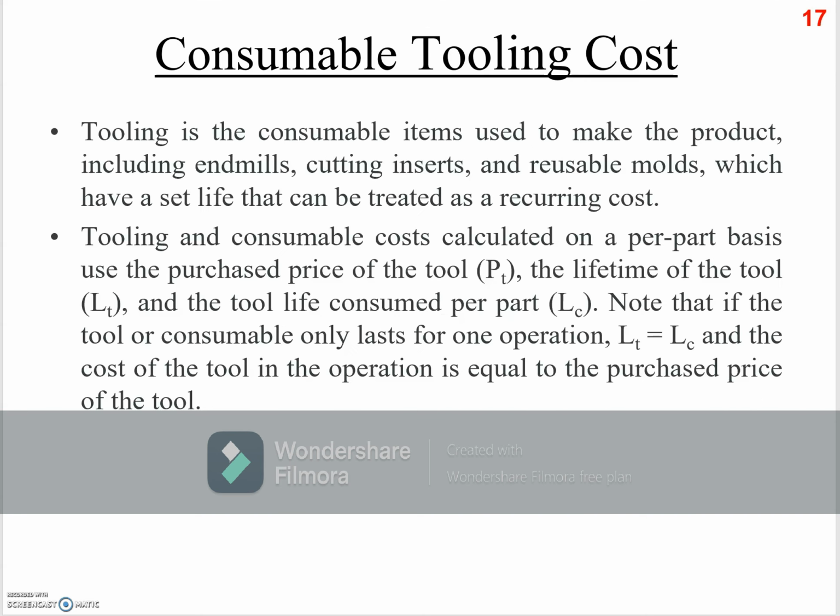So consumable tooling costs. Tooling is the consumable items used to make the product, including end mills, cutting inserts, and reusable molds, which have a set life that can be treated as a recurring cost. Tooling and consumable costs calculated on a per part basis use the purchase price of the tool, the lifetime of the tool, and the tool life consumed per part. Note that if the tool or consumable only lasts for one operation, the cost of the tool in the operation is equal to the purchase price of the tool.